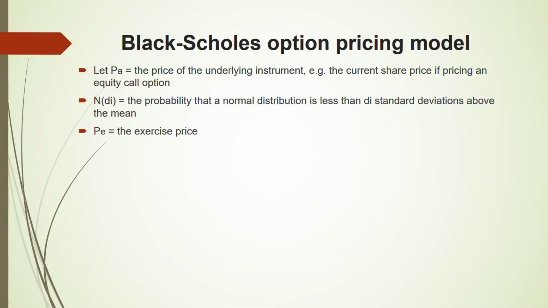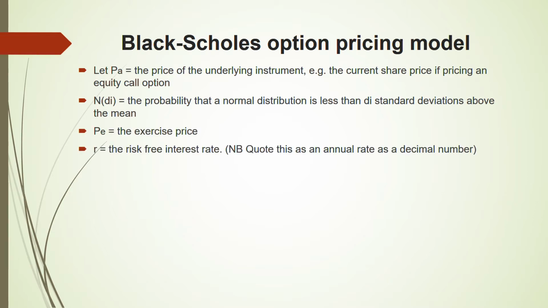The next is PE, that is your exercise price. Then we have R, your risk-free interest rate, and we use it as a decimal number. For example, if you have a 12% interest rate, you write it as 0.12.